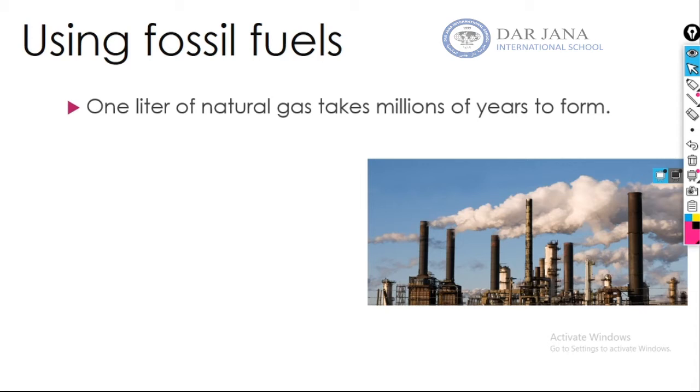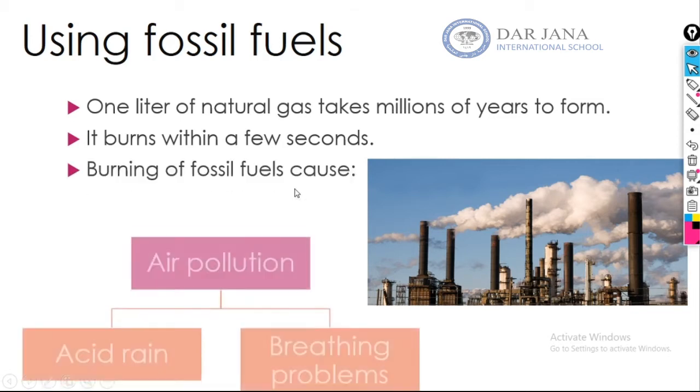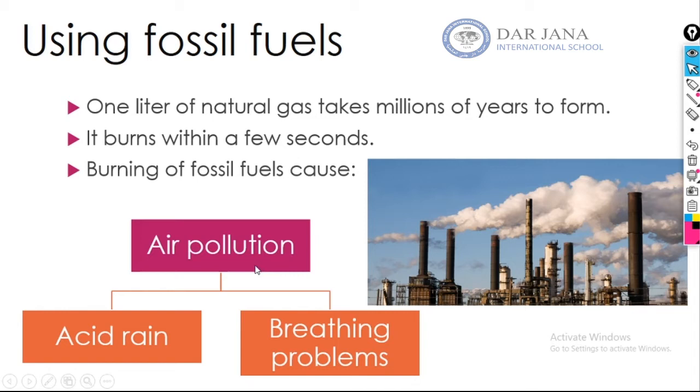Using the fossil fuels, what can we use them for? Before that, we should know that 1 liter of natural gas takes millions of years to form, and we can burn it within a few seconds. Burning of these fossil fuels can cause air pollution, as we can see here in the picture. People will breathe the polluted air, and also they will become sick. Air pollution causes two things, either problems in breathing, as we said, or formation of an acid rain, which will harm the organisms.